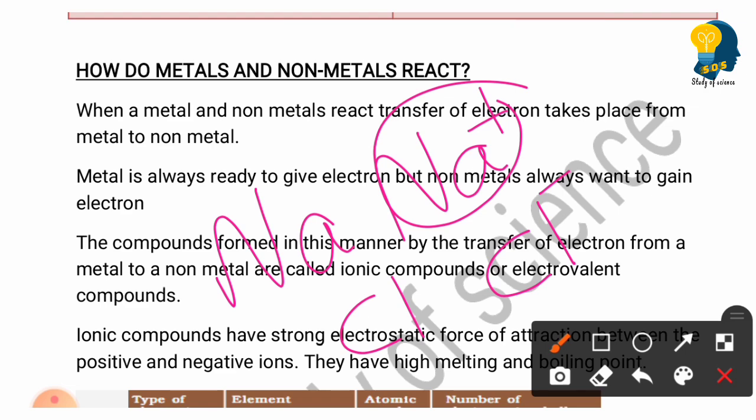So what is happening here? Metal is donating. See, metal is losing the electron here, whereas non-metal is gaining the electron from here.